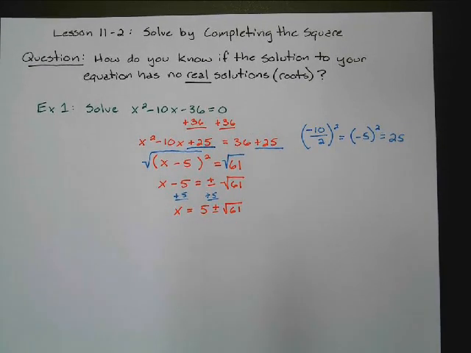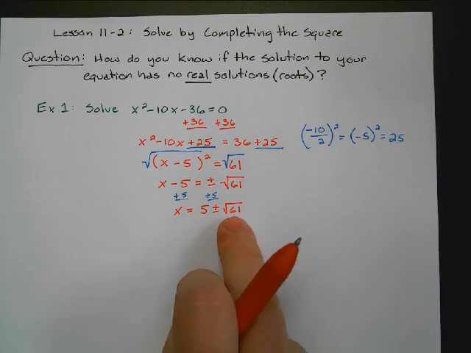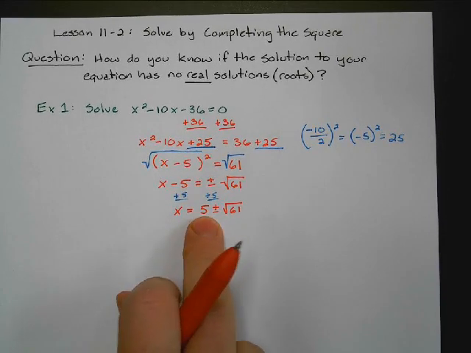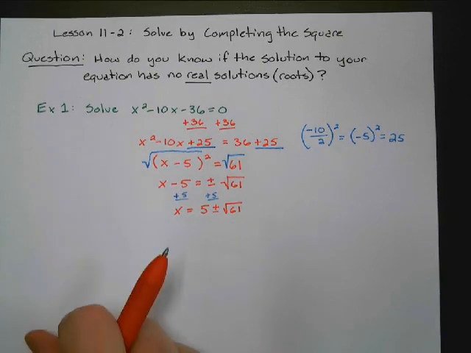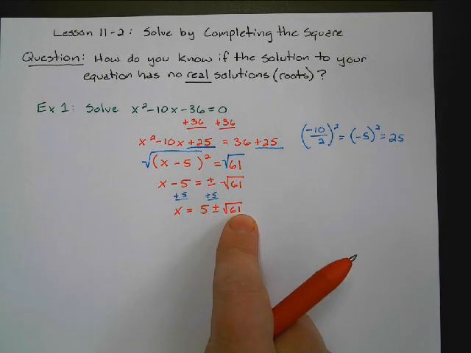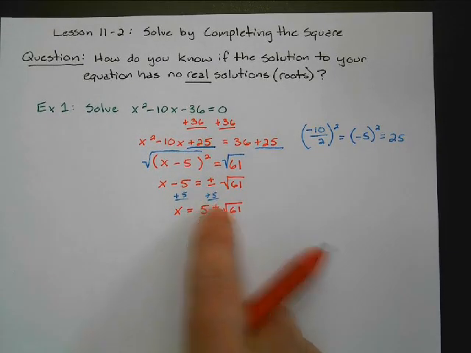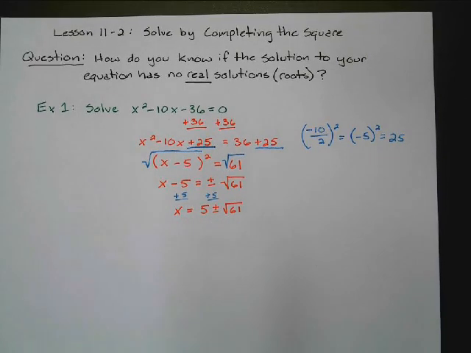And root 61, I don't know, it's close to root 64, so it's like 7 point something. We're not going to worry about that. We'll just leave it as, so this could be 5 plus 7 point something and 5 minus 7 point something. But since this is an irrational number that's going to go on forever, we're going to just leave it as a radical there. So it's 5 plus root 61 is an answer, and 5 minus root 61 is an answer.